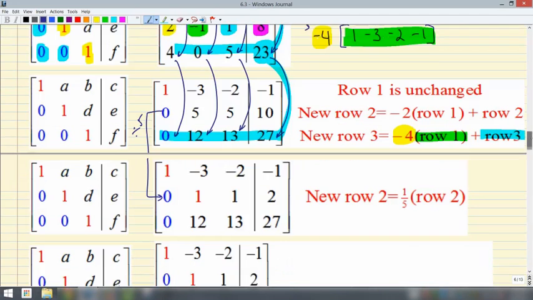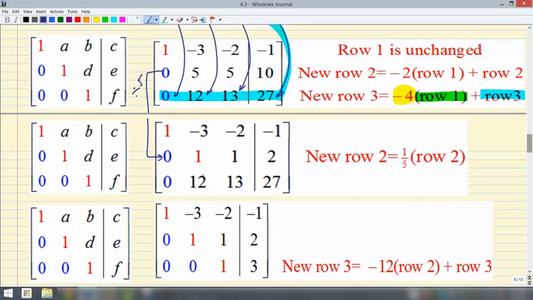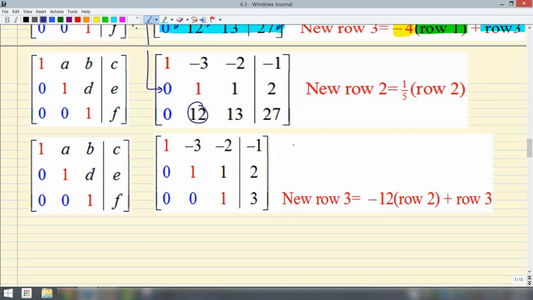And now we need to move on to our third row. Boy, it really would be nice if this was a 0. And so we're going to take row number 2 and multiply it by negative 12, which is going to give you a new matrix. 0, negative 12, negative 12, negative 24.